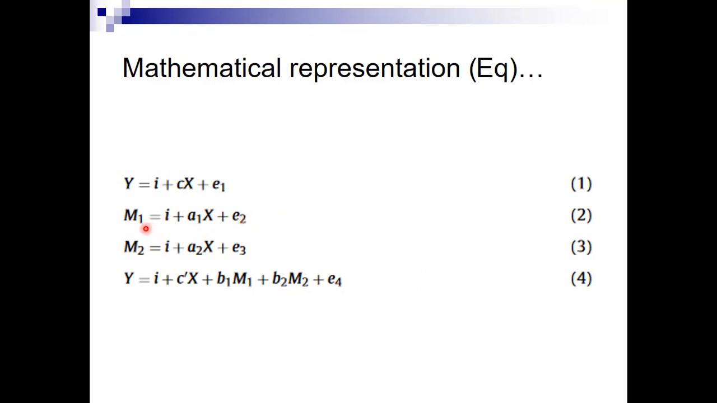This will be X on M, X on M1, this one. And this will be X on M2. And this one will be actually, you have the X complement, which is the direct path. And then you have the mediators both being included, okay? So you'll be testing beta 1 and beta 2 in this case to see if there is mediation there, okay?